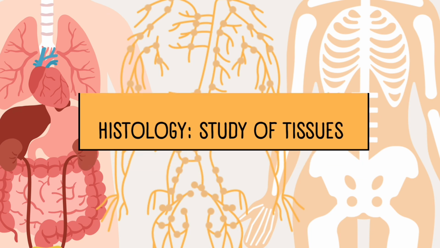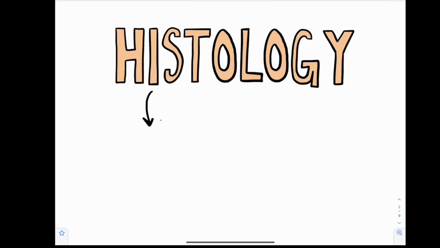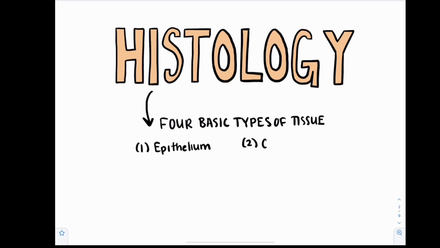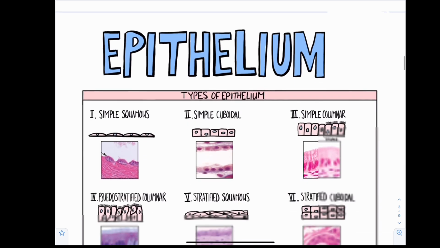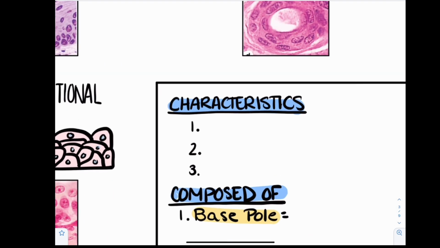In this video we are going to talk about histology, or the study of tissues. We're going to look at identifying and classifying basic tissues found in the body. There are four basic types of human tissues: epithelium, connective tissue, muscle tissue, and nervous tissue. Let's look at epithelial tissue first.